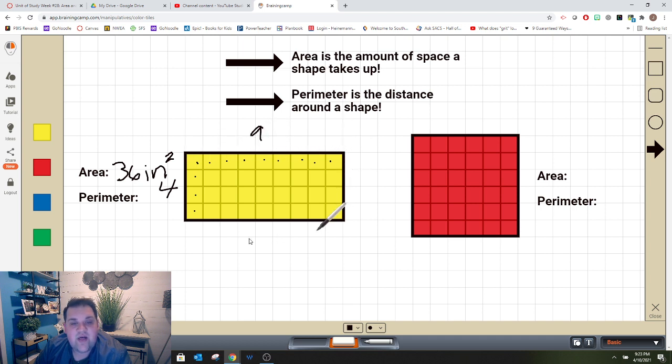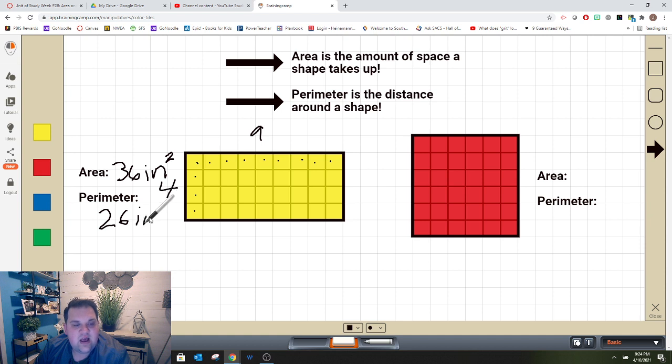Now for the perimeter, we want to think about how many squares around the outside, square inches, of the box it is, or the rectangle. So I know that this top is 9 inches to get across. And then I know this is 4, so 9 plus 4 is 13. And then I'll add 9 more, and that's 22. And add 4 more, and that's 26. So the perimeter is 26 inches.